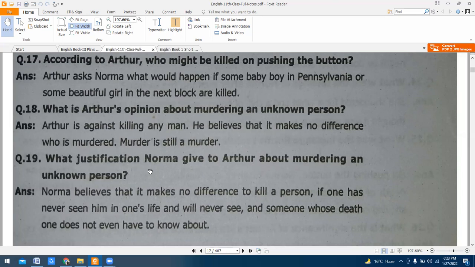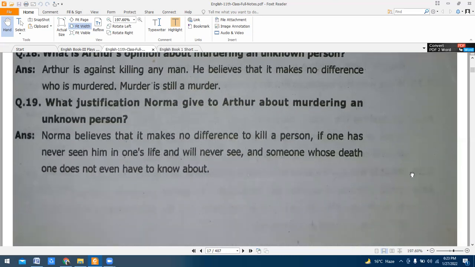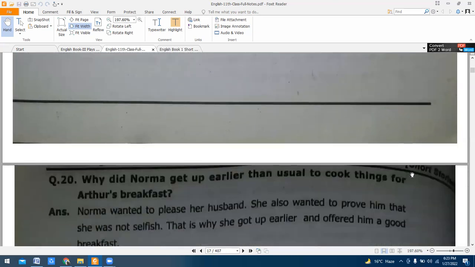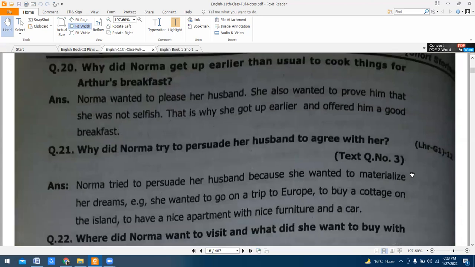What justification did Norma give to Arthur about murdering an unknown person? Norma believes that it makes no difference to kill a person if one has never seen him in one's life and will never see, and someone whose death one does not even have to know about.